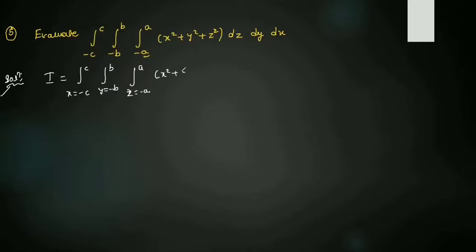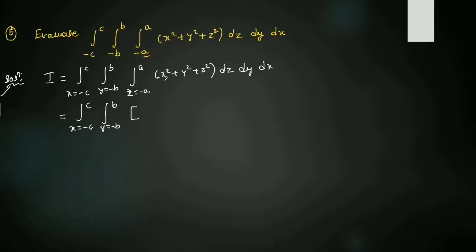x square plus y square plus z square, dz, dy and dx. This is a very easy problem. We have to integrate with respect to z first, then simplify by applying the limits, then with respect to y, then with respect to x. The first step, you will understand the others too. Keep x equal to minus c to c as it is. Keep y equal to minus b to b as it is.